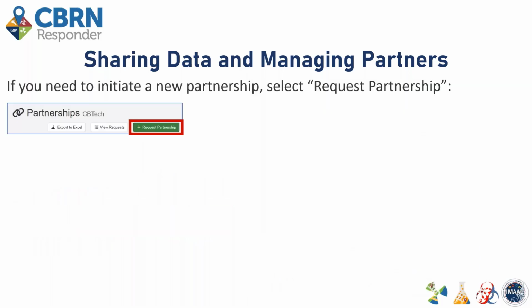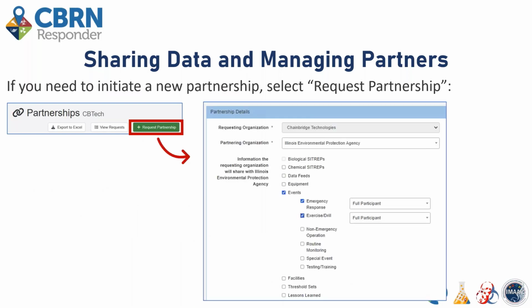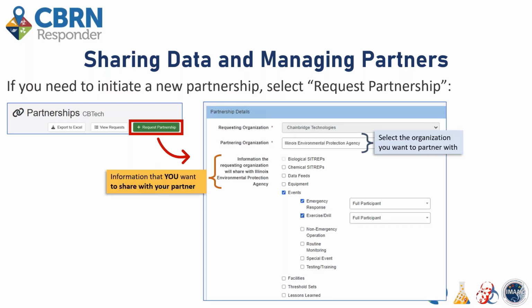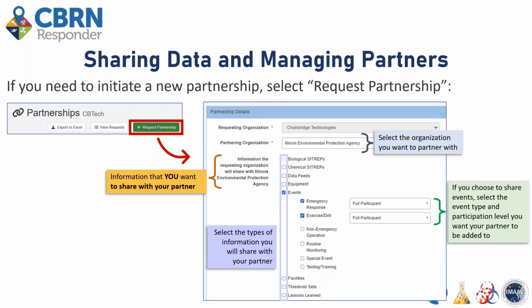If you need to request a partnership, you'll go ahead and select that Request Partnership button, and you'll be brought to this form. You'll first want to select the organization that you wish to partner with, and then you are going to decide what information you want to share with your partner. There are a variety of different types of information that you can share, and you will check the appropriate boxes.